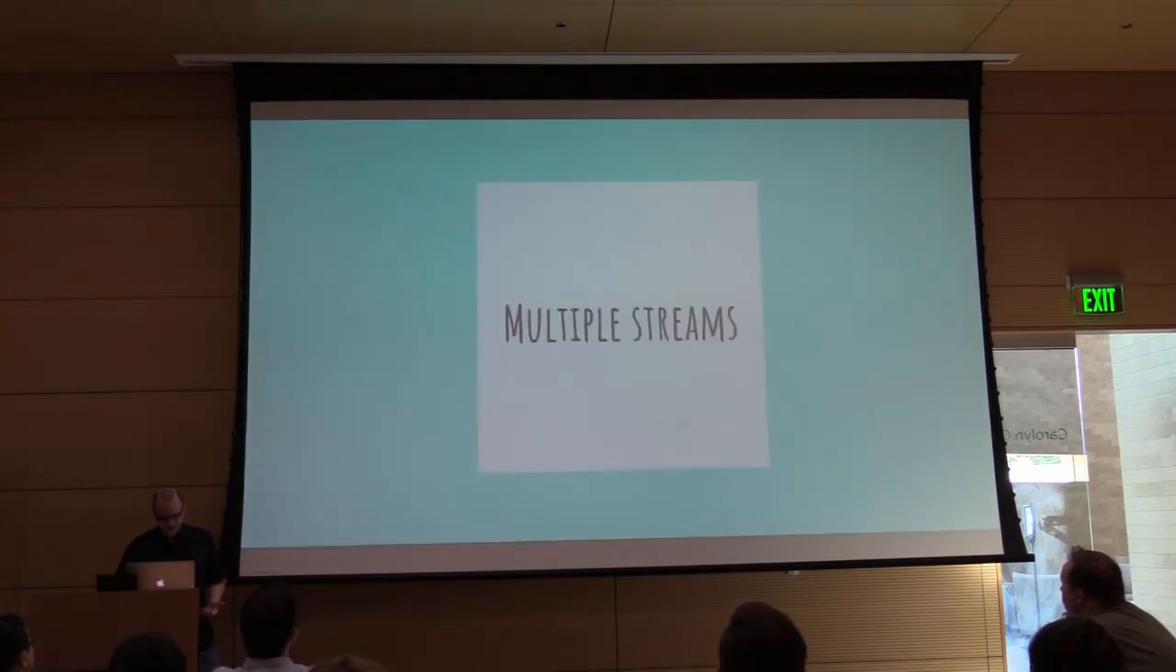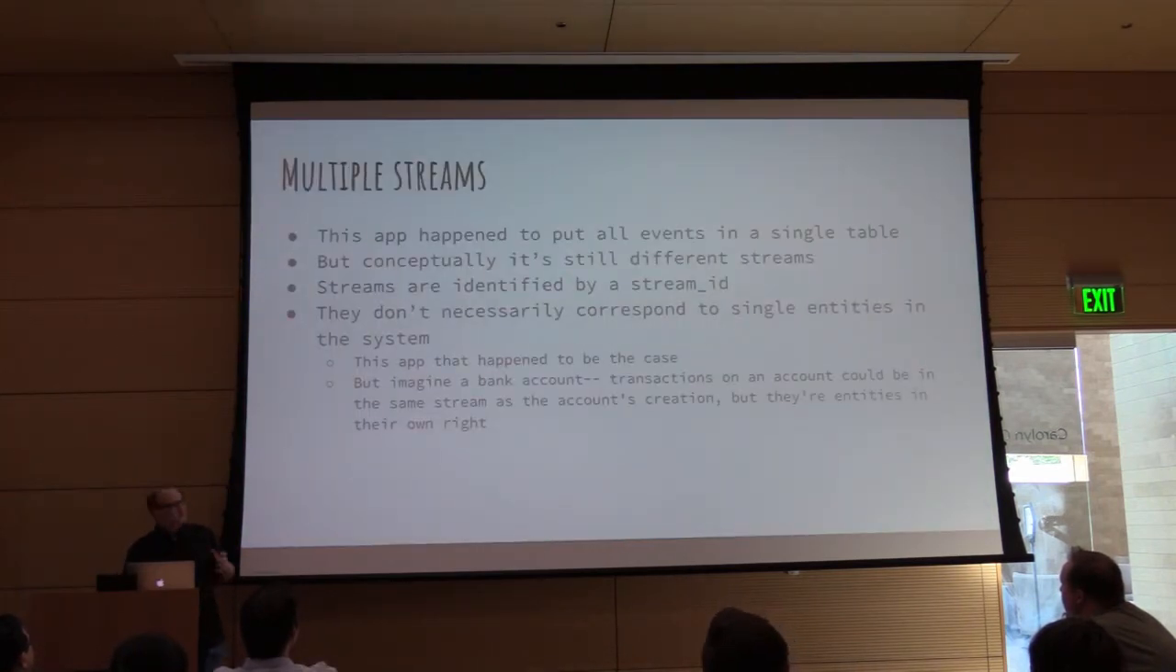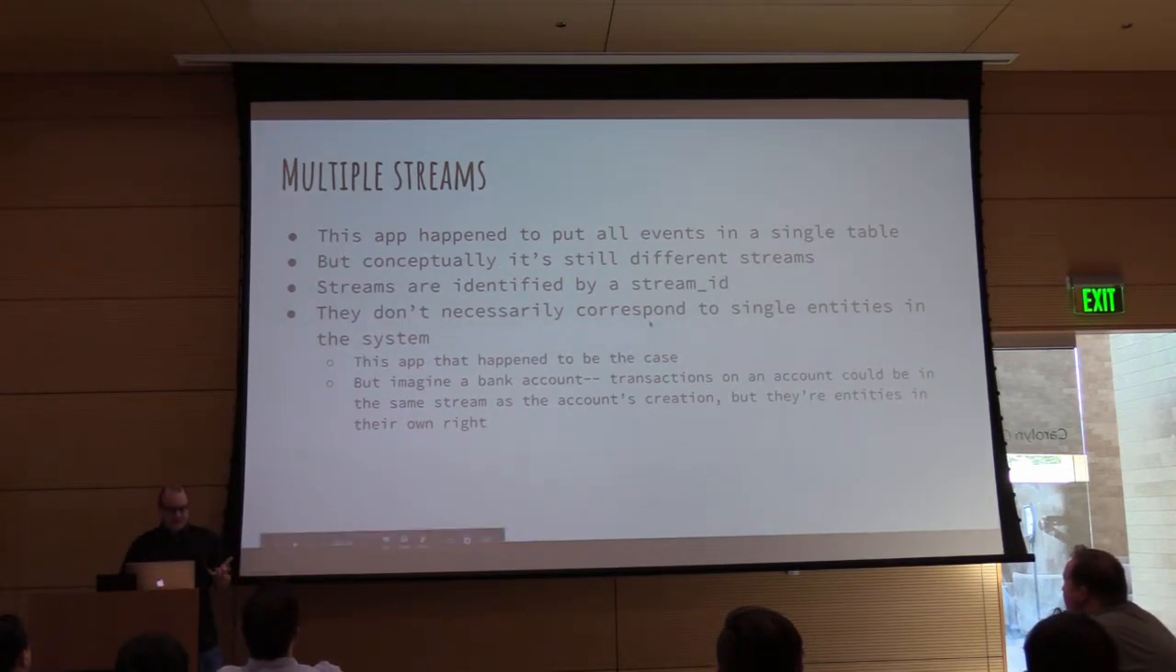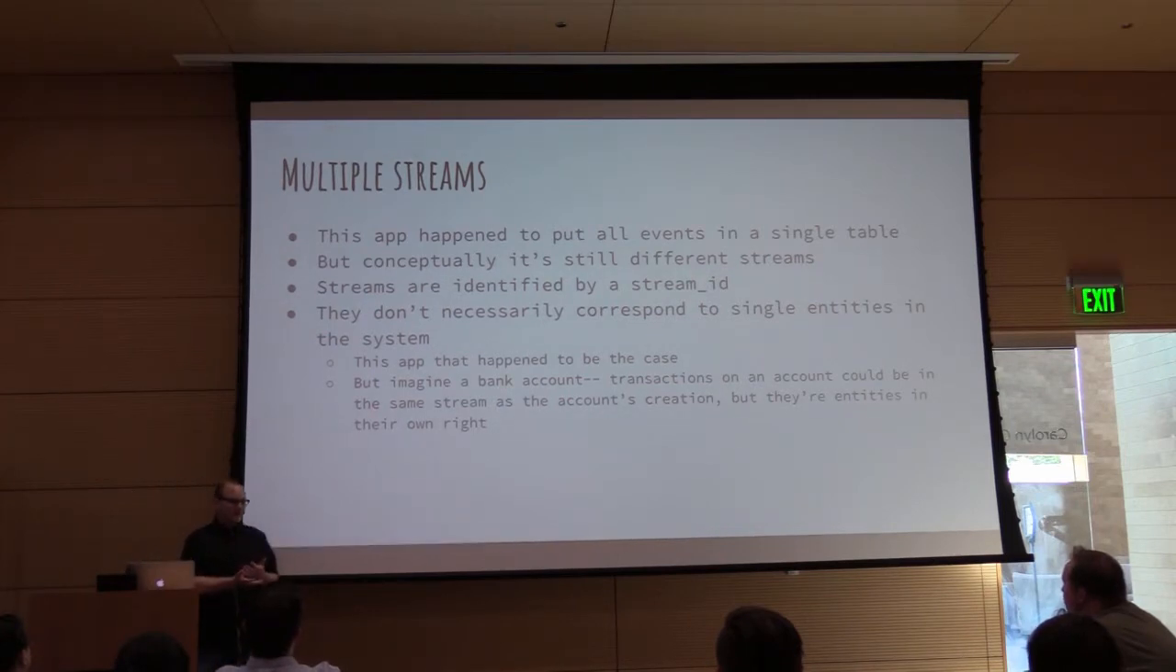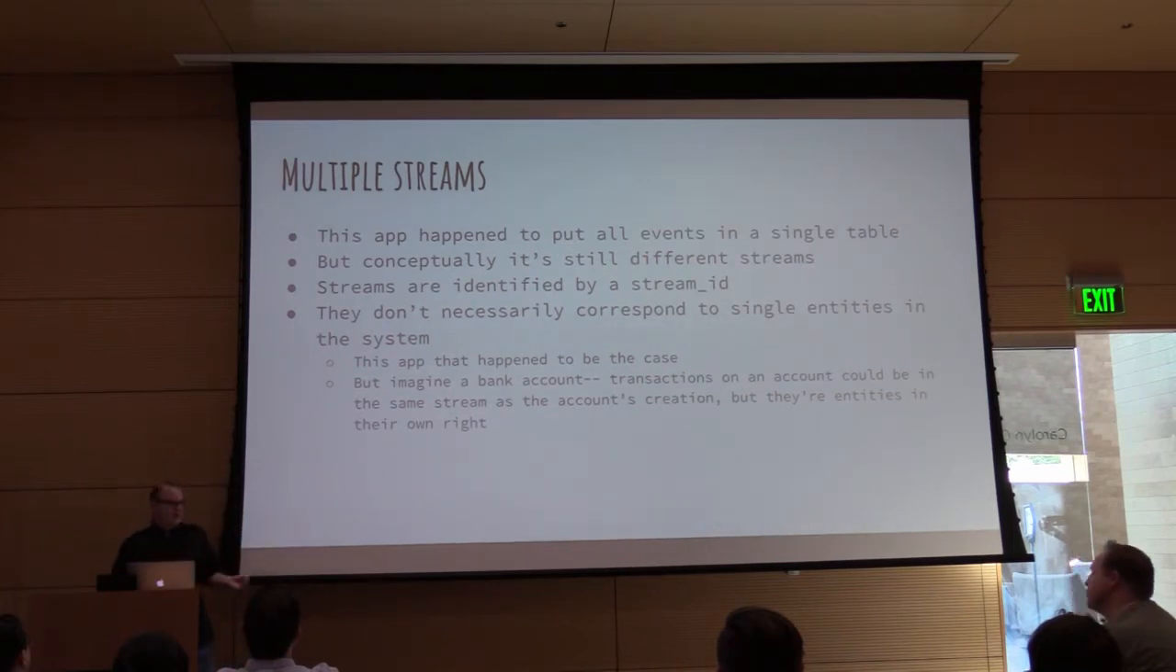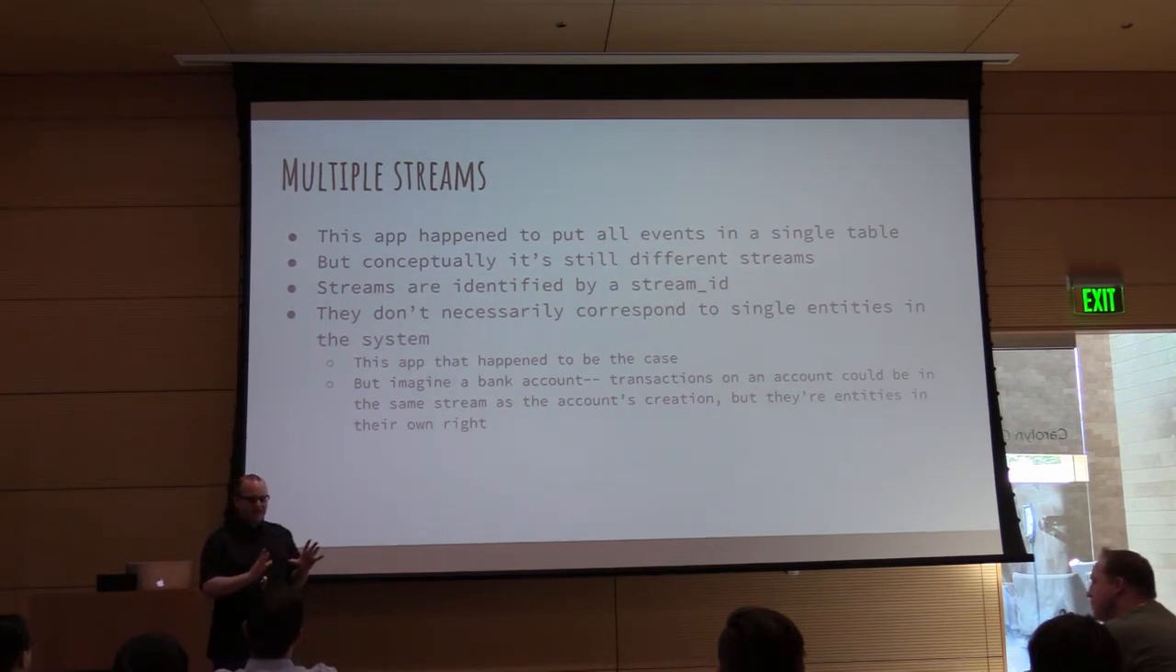And so this is just a point here. They don't necessarily correspond to single entities in the same system. In this app, that happened to be the case. When you resolved the stream, you were looking at a button. But you can imagine a bank account. Transactions on an account would probably belong in the same stream as the account. Like you wouldn't create a separate stream for a transaction. But it might be that transactions are entities in their own right. You might want to look specifically at a transaction and see the details on it, but really it would be part of an account stream.